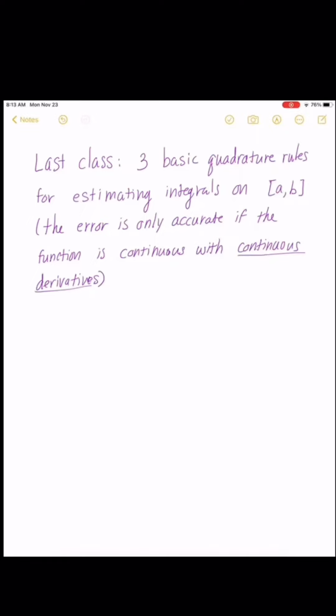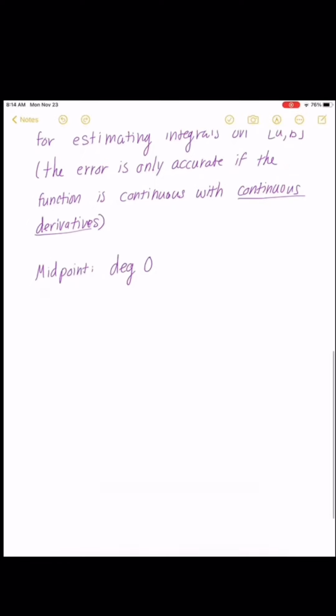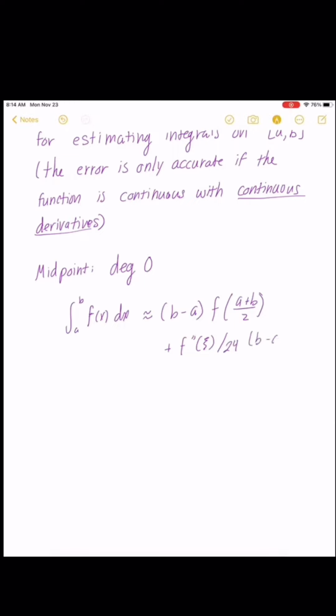There are three. Midpoint. So the midpoint rule estimates the integral from a to b of f of x dx to be approximately b minus a times f of a plus b over 2, plus f double prime of xi over 24, b minus a. I keep calling it zeta, and that's actually wrong. It is a xi, but anyway. And then we had our trapezoidal rule and our Simpson's rule.